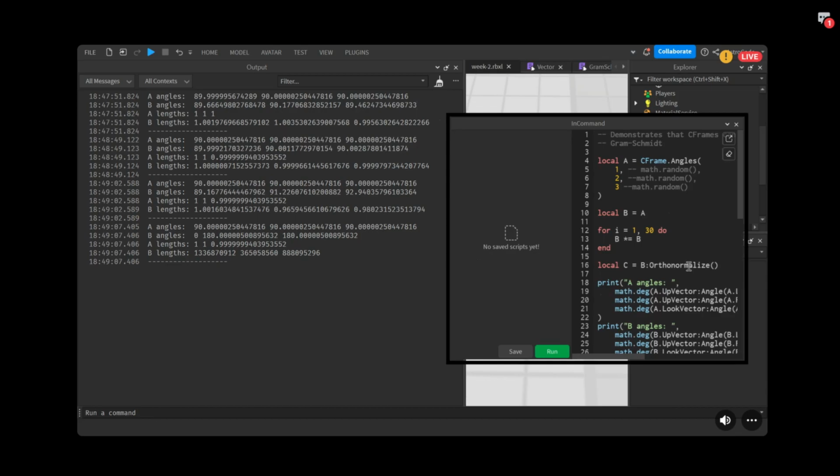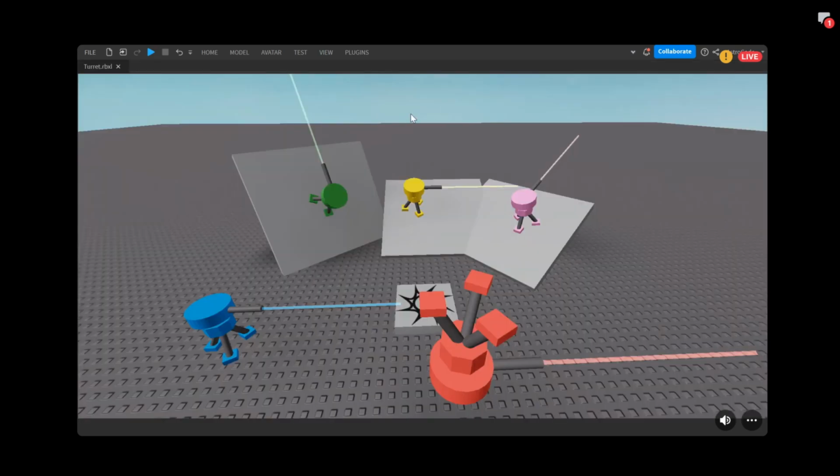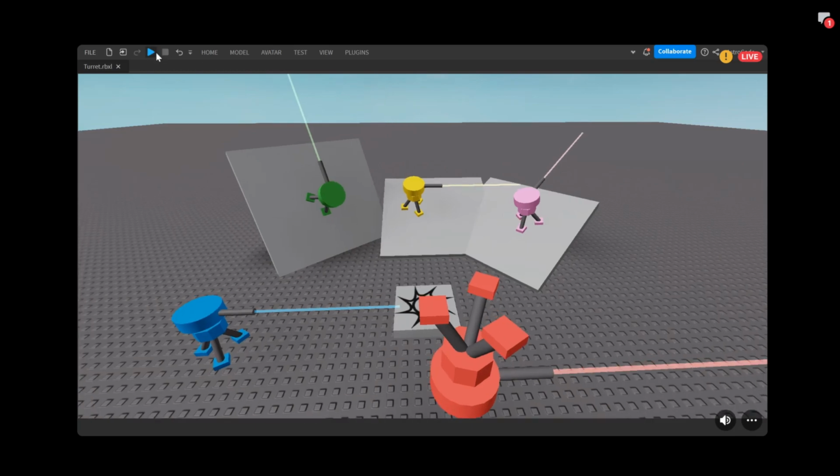All right. So that, John, is an example in Roblox. I'm going to show you one more. I'm out of time, but I have one more example. Oh no, I lied. This is not an example of Gram-Schmidt. I was supposed to show you this earlier. This is an example of projection.